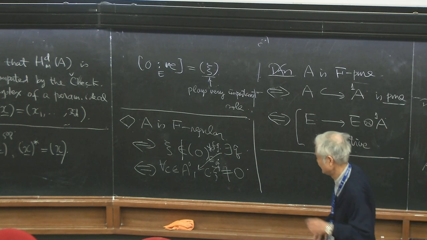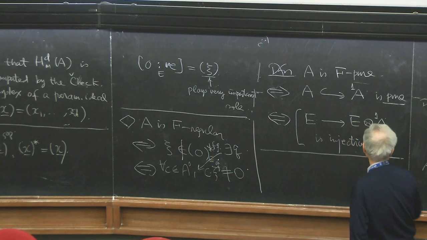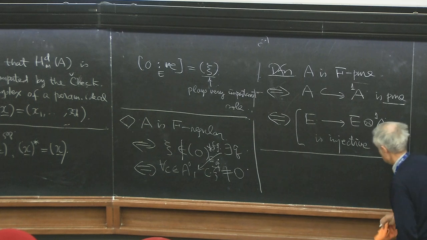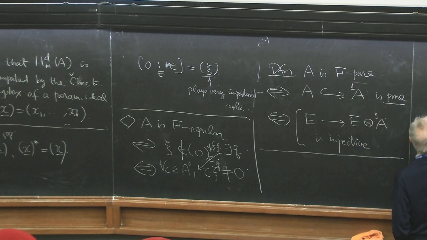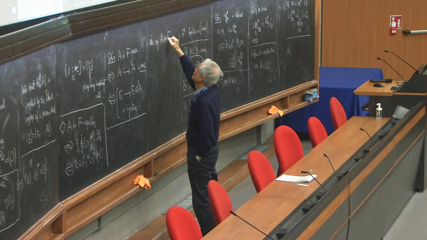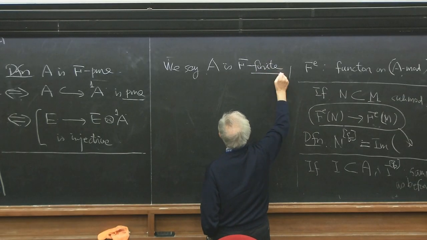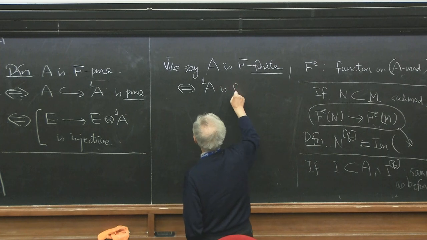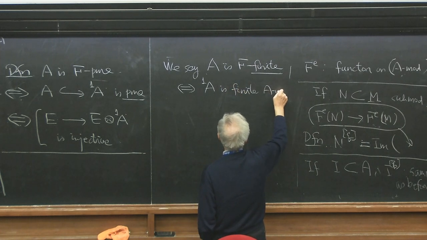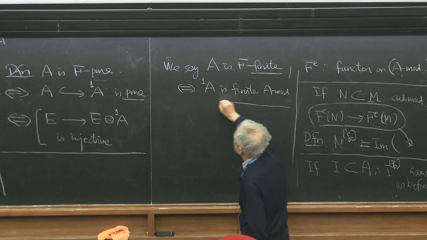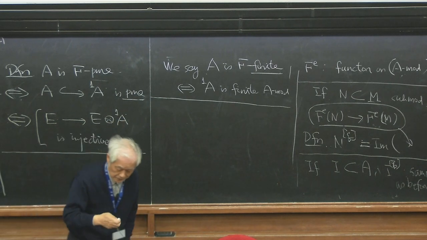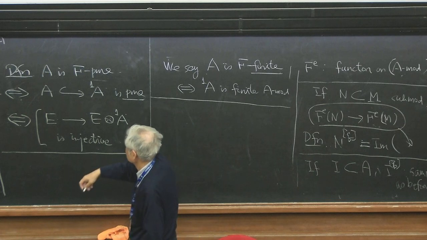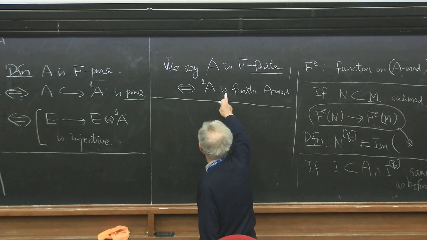Do we need some condition? Maybe we need some condition. At least, so we say that, yeah, A is a finite module. So this appeared already in the lectures. And so, this is at least okay. So if we assume it's finite.